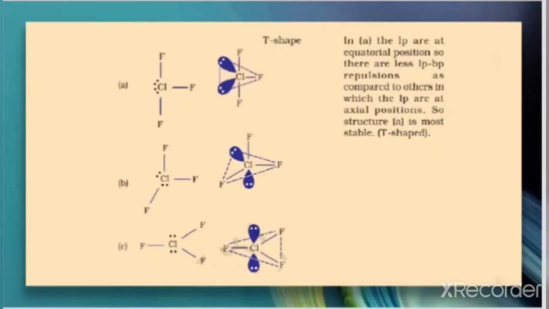So these are some examples in which the lone pair is present with the bond pair. In that case, we need to know how to keep the lone pair and in which position, that we have discussed here.